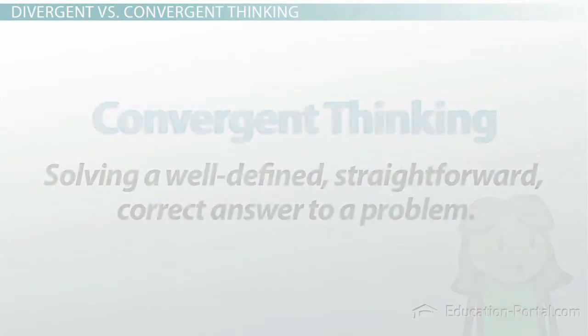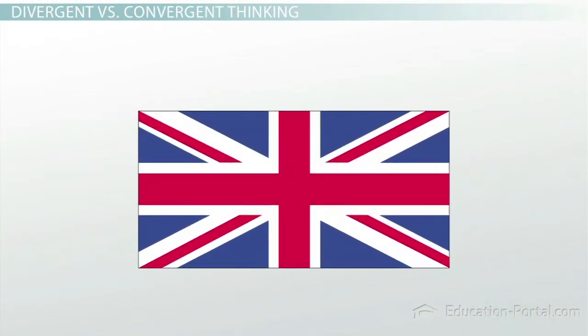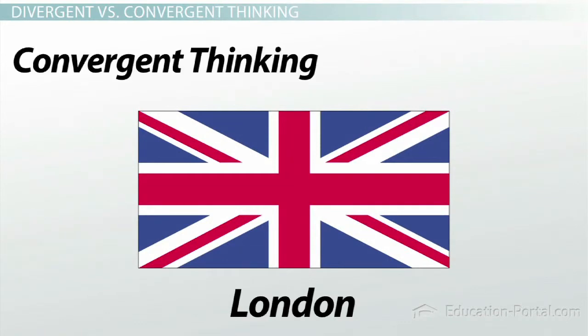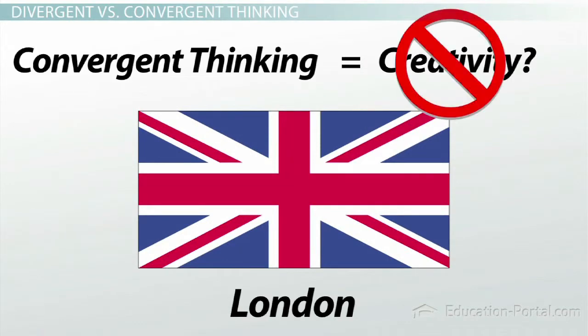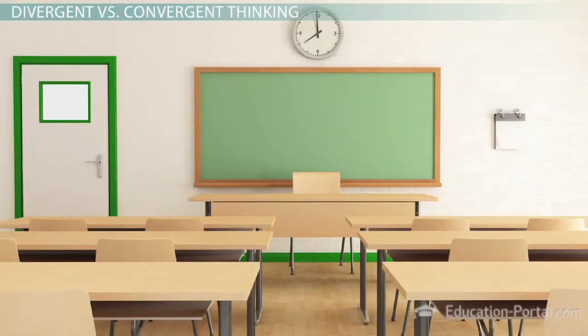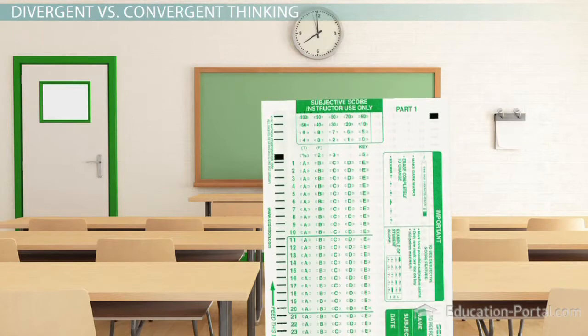For example, what's the capital of England? The answer is London. If you knew the answer, you used convergent thinking. Creativity is not relevant to convergent thinking because you don't have to be creative to know the answer to this problem. All you have to do is come up with the stated factual answer. When you're in school and you take a multiple choice test, you're probably using convergent thinking. You might be supplying definitions for terms or remembering a person's name that goes with a particular theory.